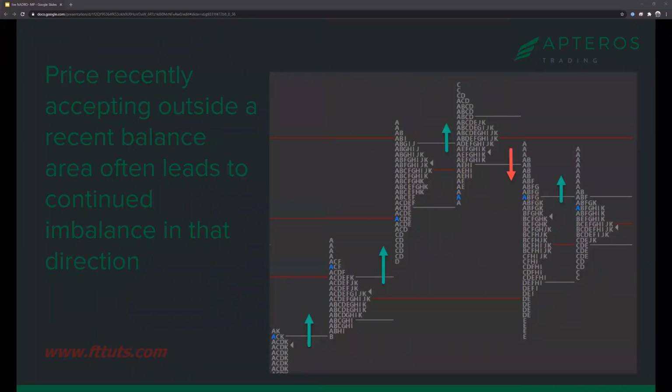Price recently accepting outside of recent balance often leads to continued price expansion, imbalance, trending in that direction. Well, here's yesterday, remember that little guy there? But look at what's happened leading up to that. We break from balance, we head higher. We break out of this balance, we head higher. Here we start balanced, but then ultimately we do break and we see some expansion higher. Ultimately, we start to see some value overlap, right? Not really as nice and clean.